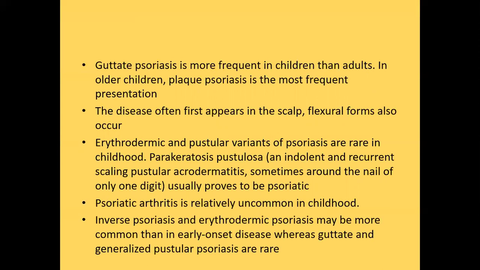Disease often first appears on the scalp, and sometimes the flexural form is the first manifestation. Erythrodermic and pustular variants of psoriasis are rare in childhood. Parakeratosis pustulosa is an indolent and recurrent scaling pustular acrodermatitis, sometimes around the nail of only one digit. Psoriatic arthritis is uncommon in children. Inverse or erythrodermic psoriasis may be more common than in early onset disease, where guttate and generalized pustular psoriasis are rare.